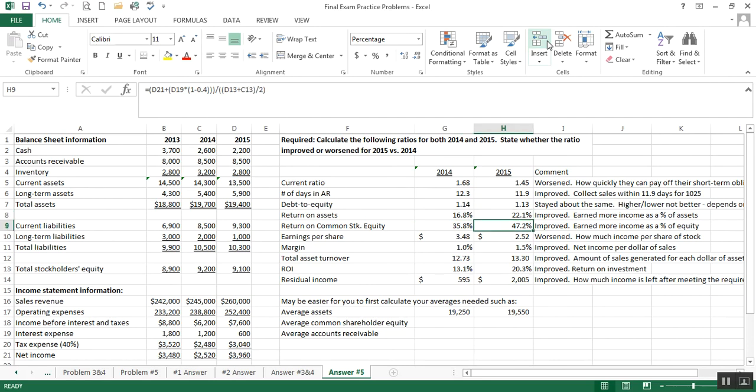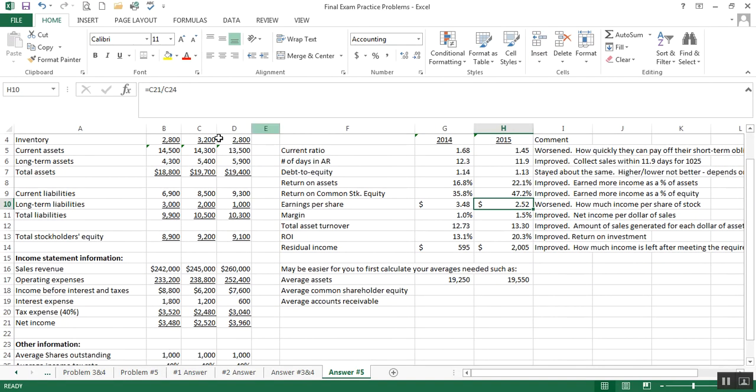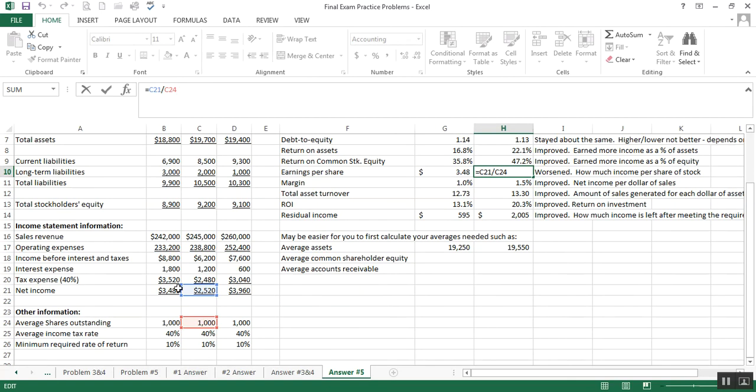Return on common stockholders' equity is the same thing, except over equity instead of assets. Again, they've improved from 14 to 15. And then earnings per share is simply your net income divided by your average shares outstanding. There are no preferred dividends here. Here, the earnings per share worsened. This is how much income each shareholder earns per share that they own.